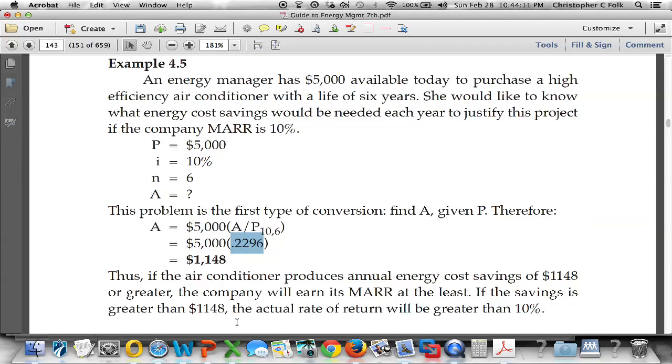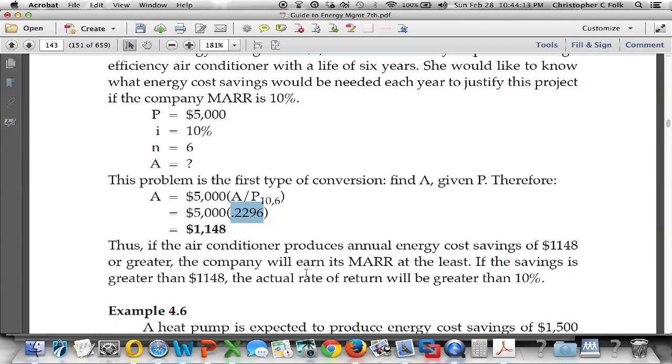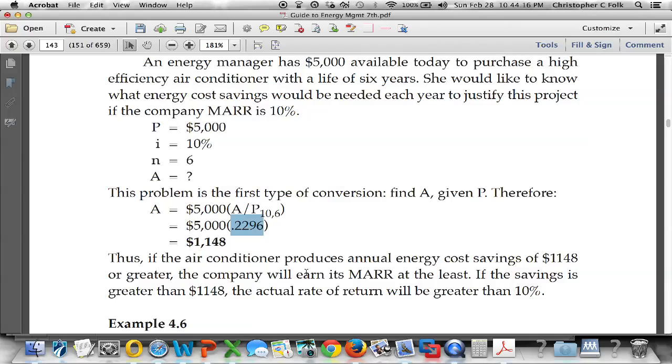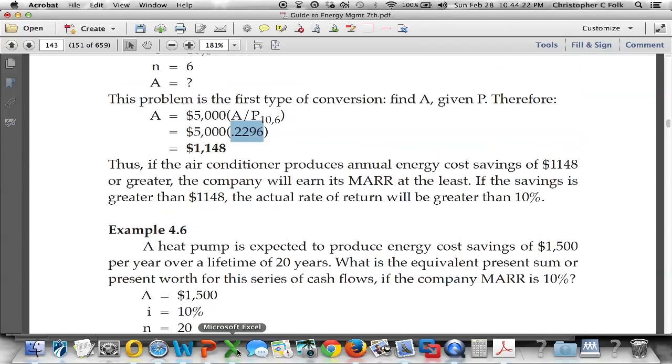That's what we would need. If the projected savings of electricity costs is greater than $1,148 every year, go ahead, let's do it. So let's go back and see what that table looked like.